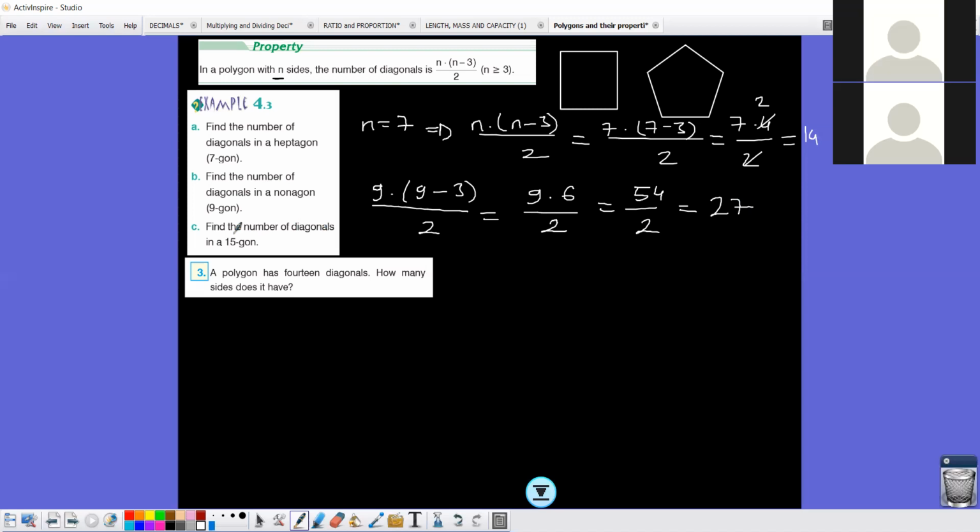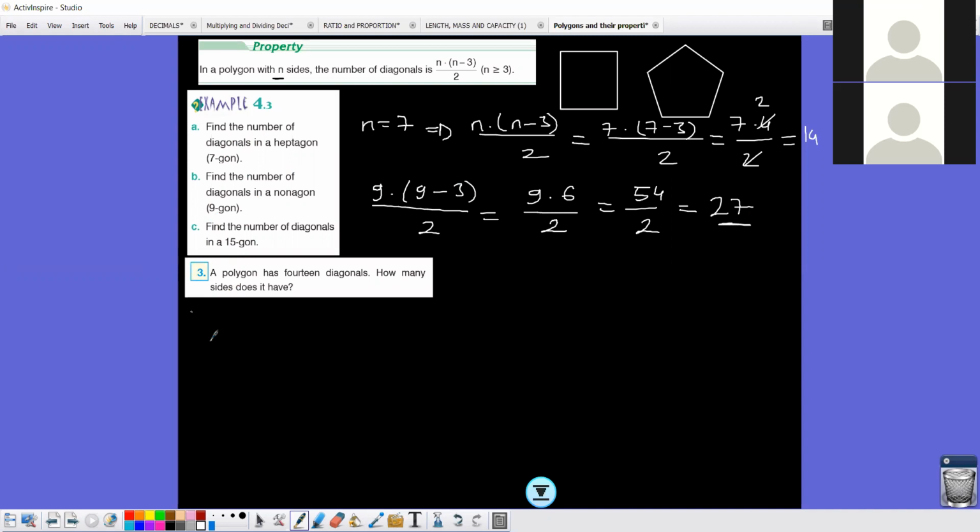diagonals. The same thing you will do with a 15-gon. Find the number of diagonals in a 15-gon. You will do the same thing. When the number of sides is given and it's asking for the number of diagonals, it's very easy. Directly you will use the formula and the result will give you the number of diagonals.